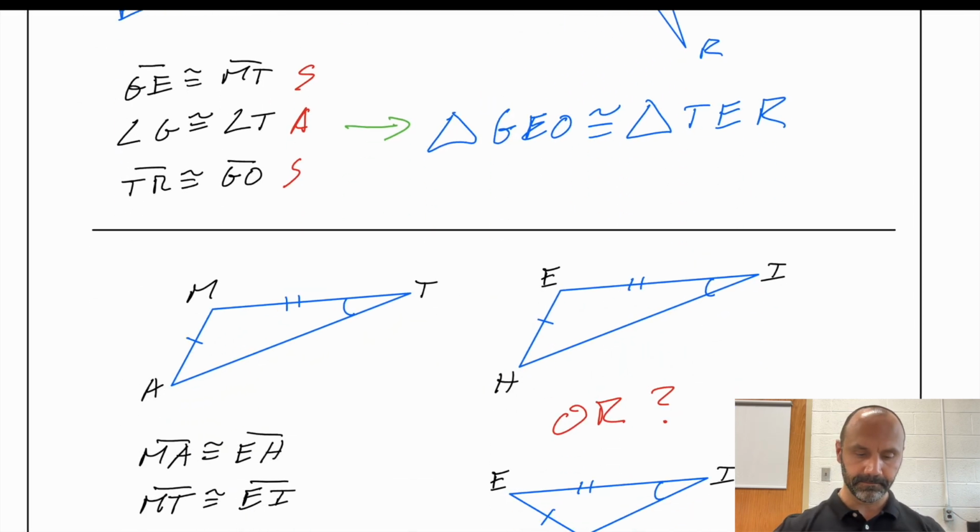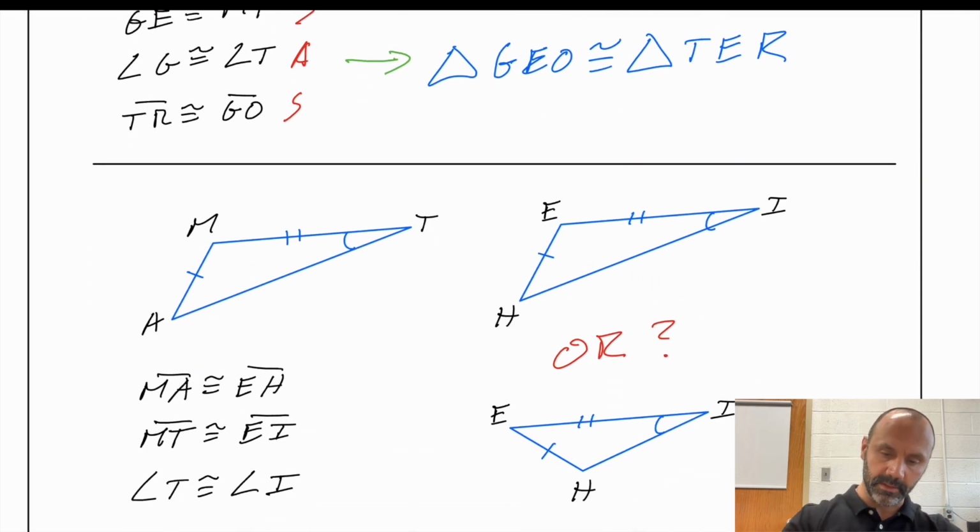Now, what if, on the other hand, we have something like this? We have these two sides and then this angle over here. Well, if we know that angle T is congruent to angle I, we could say from the drawing, oh, they look like they're congruent. But the thing is, we need to be able to know for sure.